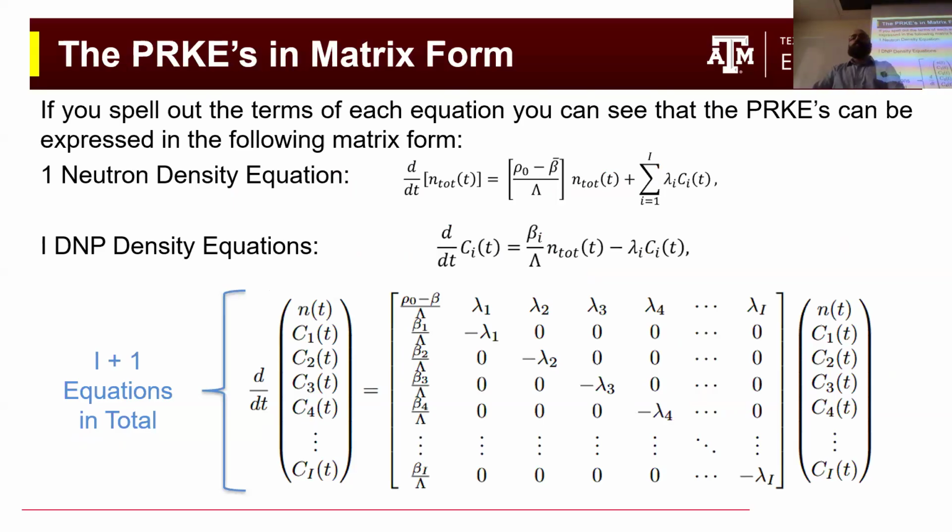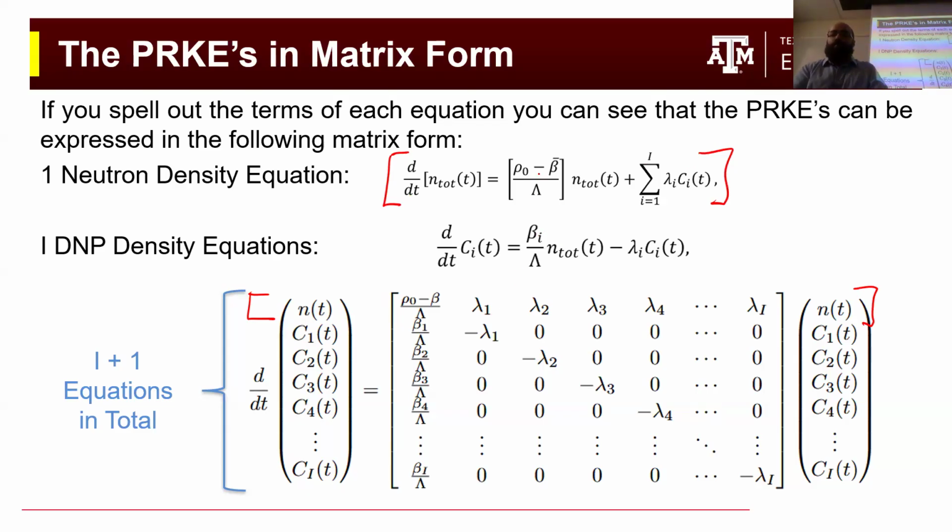So it is helpful to recognize that if you were to actually start spelling out every single term in your equations, you would get a matrix. The left side is just the derivative of my density, or the derivative of my precursor density. So this is the left side, it's just a d by dt of this column of solutions. What we have right here, this first entry, is my n of t equation. And really I should go over here.